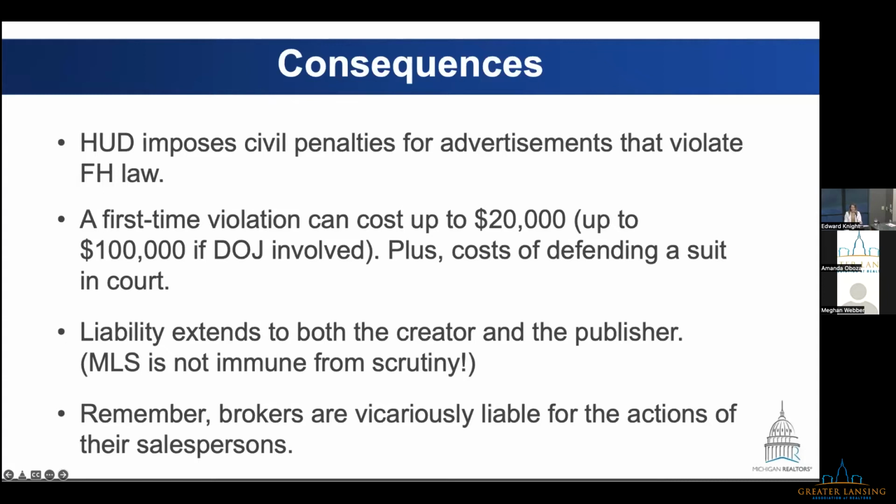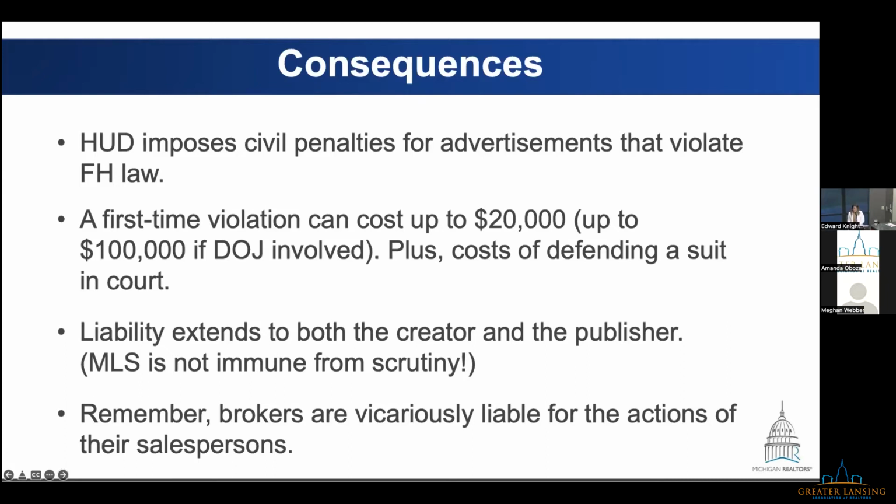That's a business killer. So that's why we try to be so proactive in making sure that our practices align with fair housing law. And this is why brokerages are encouraged to do everything they can to make sure that their agents' advertising is complying with fair housing law.